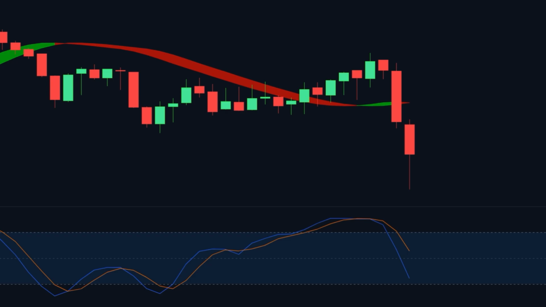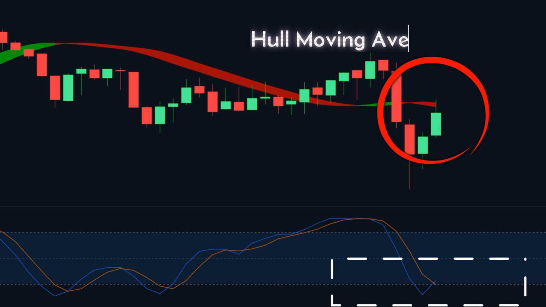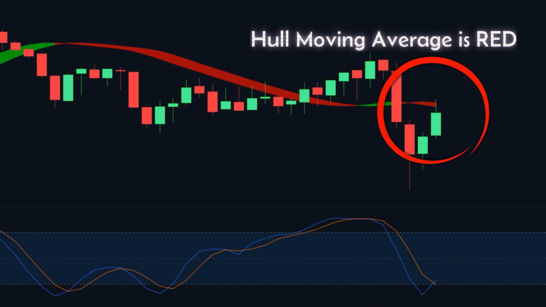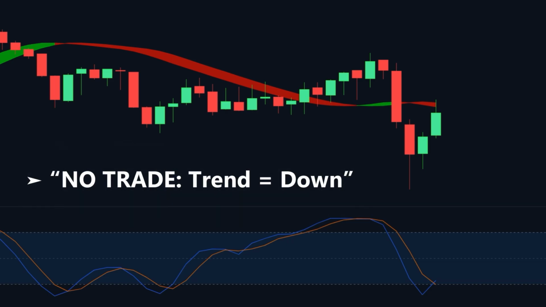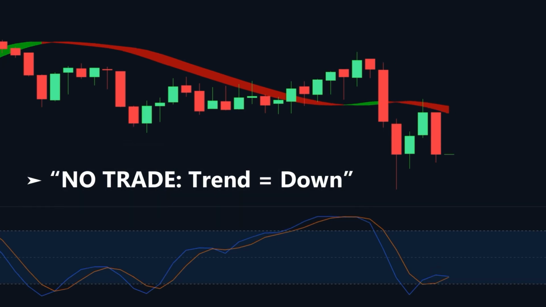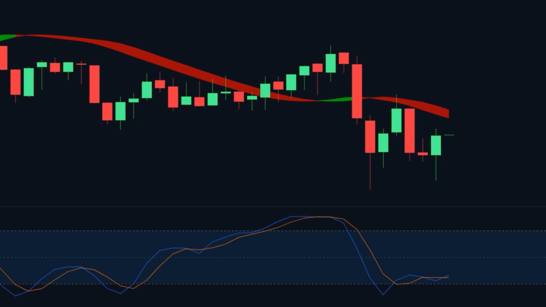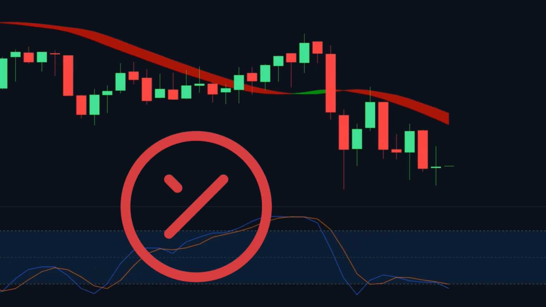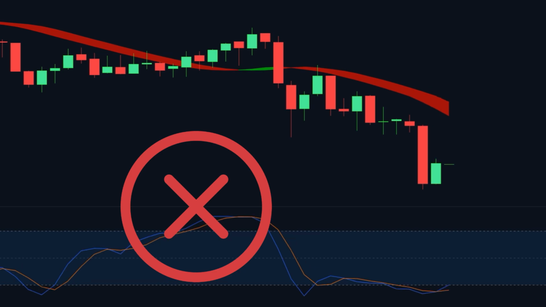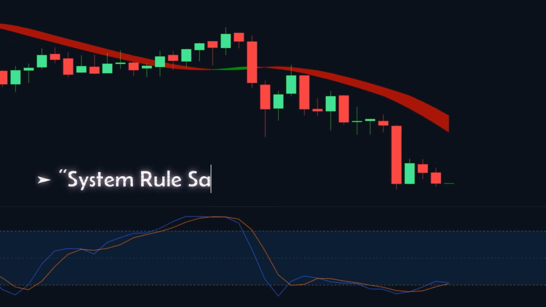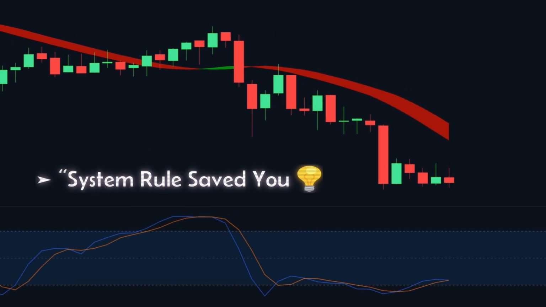Look at this. Find a spot where the Stoch RSI gives a buy signal, but the HMA is red. Here, the Stoch RSI is oversold and crossing up. If you were only using this one indicator, you might take this buy trade. But what does our master trend rule say? The Hull Moving Average is red. This is a downtrend. So, according to our system, we ignore this buy signal completely. And look what happened. The price continued to fall. Our system just saved us from a losing trade.